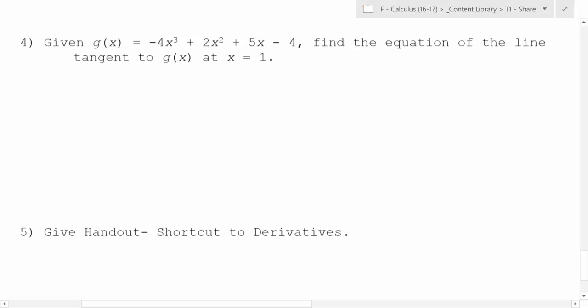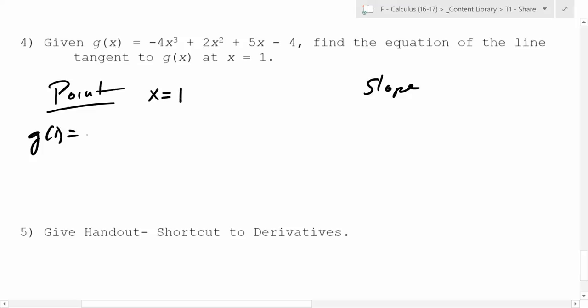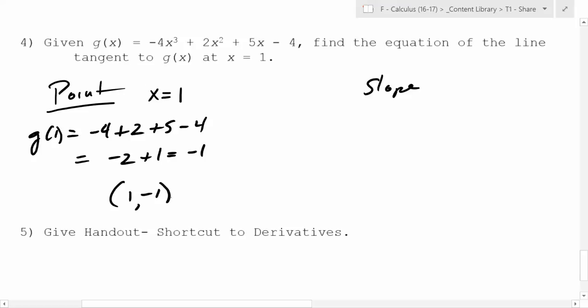How many things do you need to write the equation of a line? What are those two things? Point and slope. What's the easier one to find? So if I wanted to find the point, we know that the x value is 1. So what do we plug in for x? 1. So g of 1 is going to be negative 4 plus 2 plus 5 minus 4. Negative 2 plus 1 is negative 1. Is that correct? Did I do the math right?